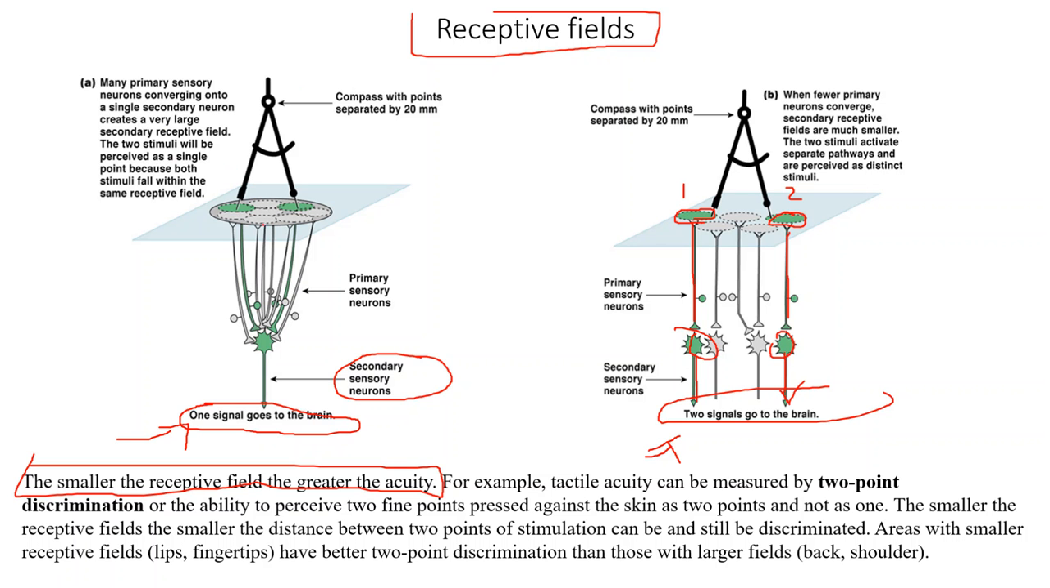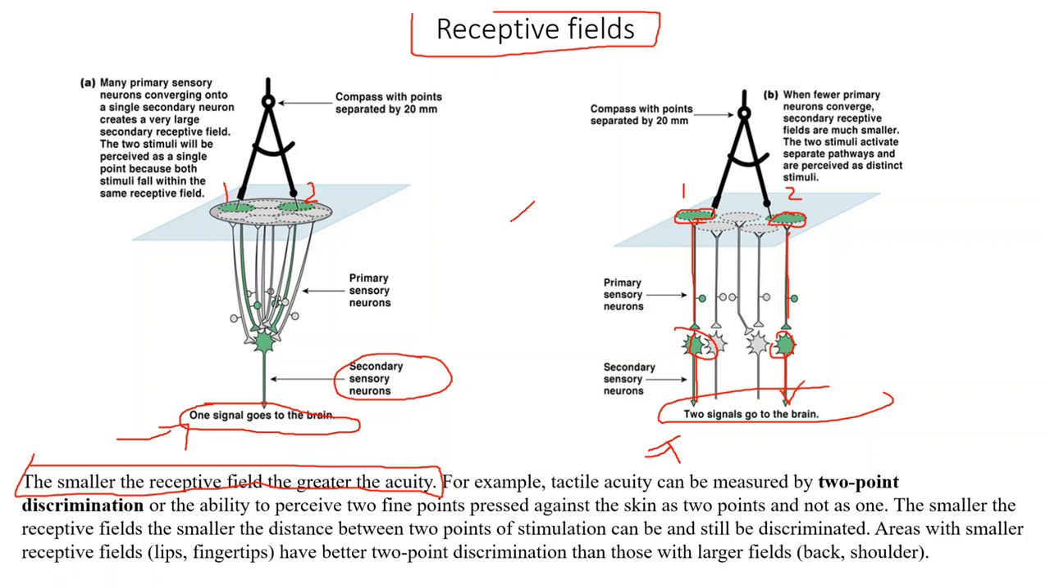So the 2 stimuli here are perceived as a single point. The 2 stimuli here on the right are seen as 2 distinct points, 2 distinct stimuli.